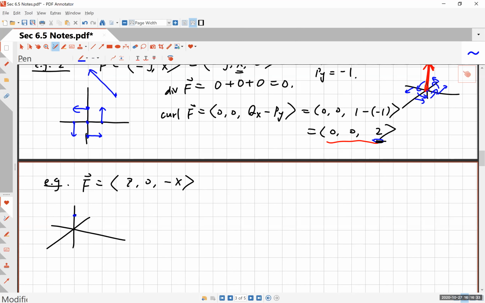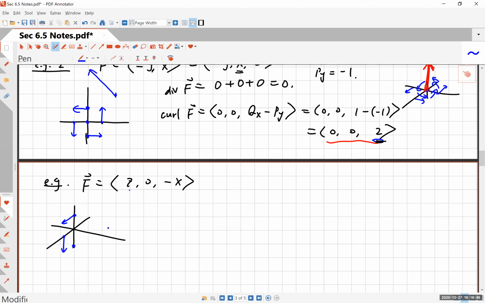So the vector at this point will be 1, 0, 0. That's going to look like this. Okay. Now here's a point. This point is 1, 0, 0, so it'll be 0, 0, negative 1. That will be this.